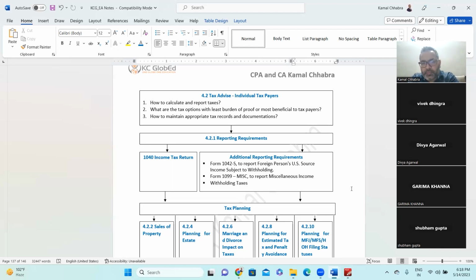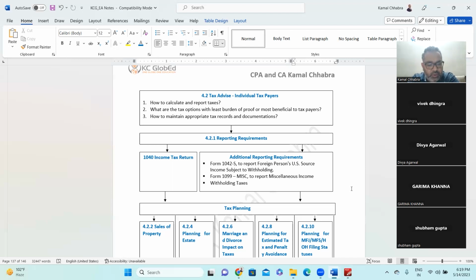Then the second thing is reporting requirement. In this entire tax law, from class 1 until now, we have seen that there are two types of reporting requirement. One is Form 1040, which is the income tax return of the individual. And then there are certain additional reporting requirements. If you have some foreign income, then you need to report 1042-S, right? If you have any miscellaneous income, you need to report 1099. If you have withheld any taxes, then you need to report separately. So these are a few additional requirements in addition to the reporting requirement of 1040.